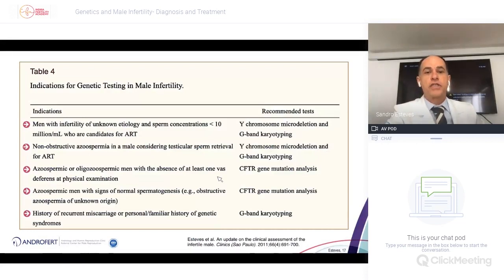If I have a patient with non-obstructive azoospermia, because you have made the diagnosis based on the testicular size, the endocrine profile, and the history, then you need to discuss the possibility of the patient having Y chromosome microdeletion or Klinefelter syndrome. Then you need to test for Y chromosome microdeletion and the karyotype.